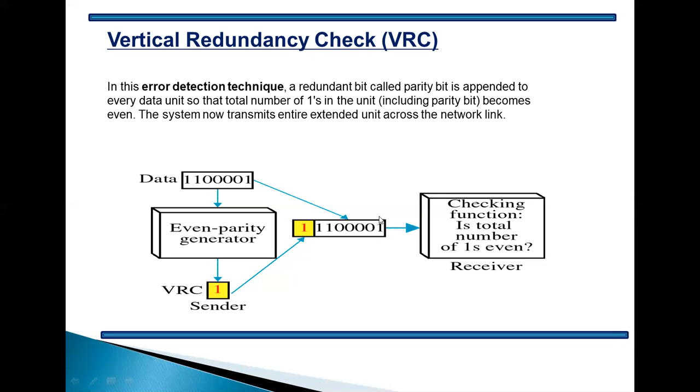That means the sender sends the values, adding 1, that means the original data with the VRC bit, so the total data became 11100001, 1, 2, 3, 4. The receiver receives the message and checks that the total number of ones is even. The receiver checks the same data: 1, 2, 3, 4 is even, that means the receiver accepts it, otherwise rejects it.